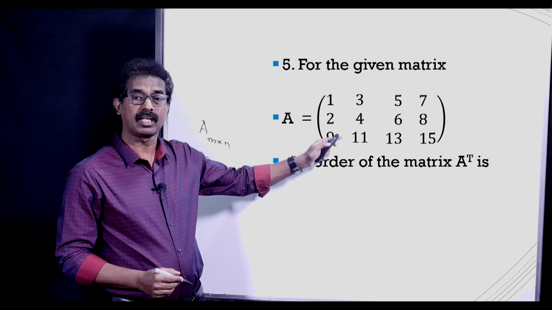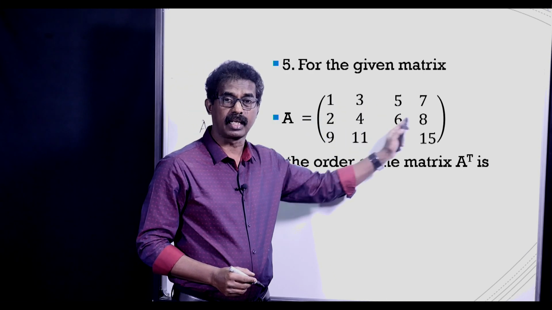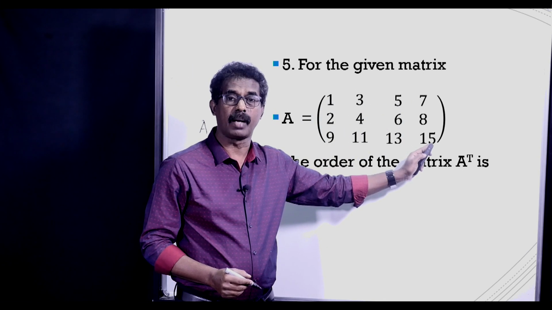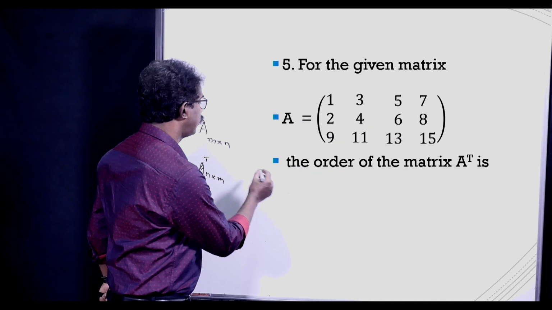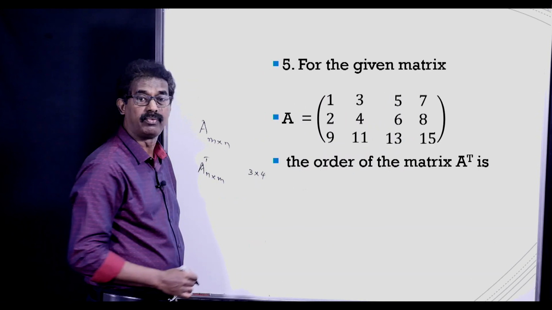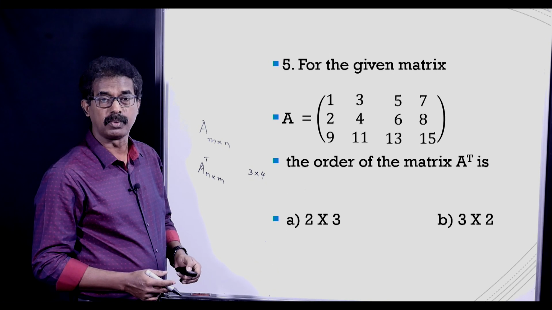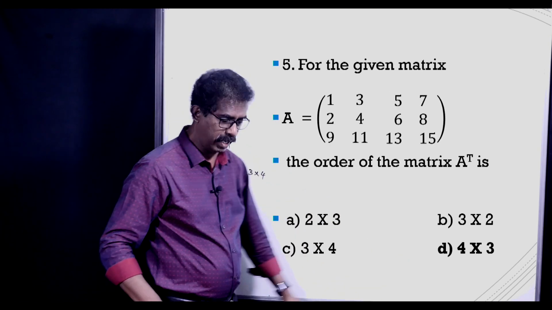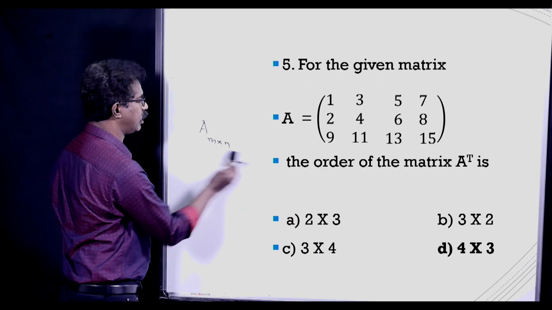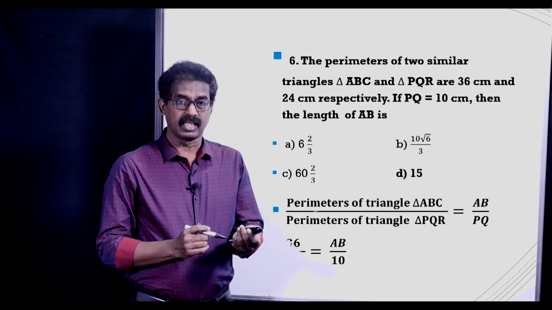So here, what matrix is given? A. What is the order of A? How many rows are there? 3 rows, right? First row, second row, third row. But how many columns? 4 columns. So the order of the given matrix is 3 by 4, 3 rows and 4 columns. So the order of A transpose is 4 by 3, the fourth option. It's a direct question. No need for any calculation. Okay, we go for the 6th question.